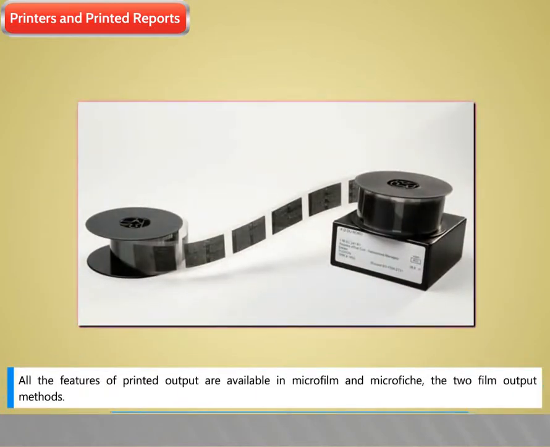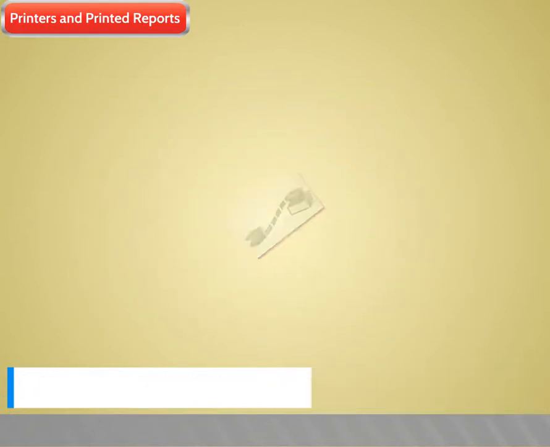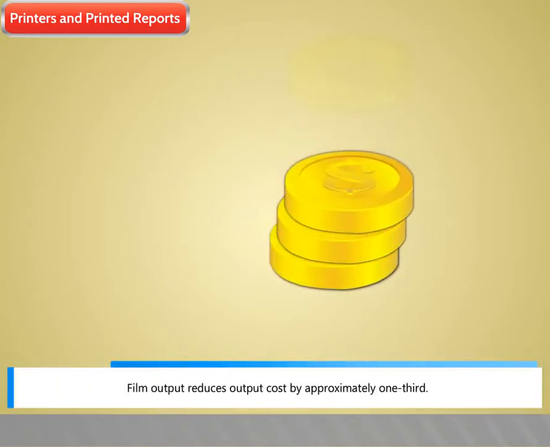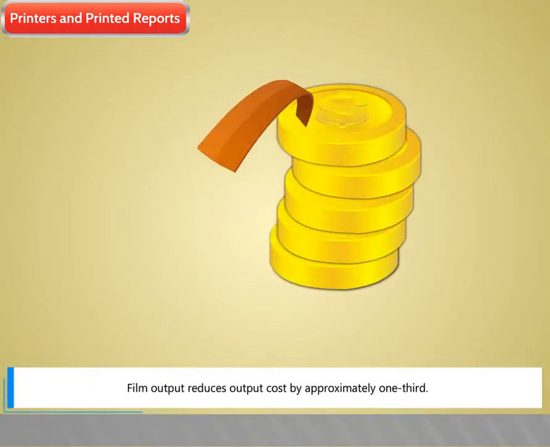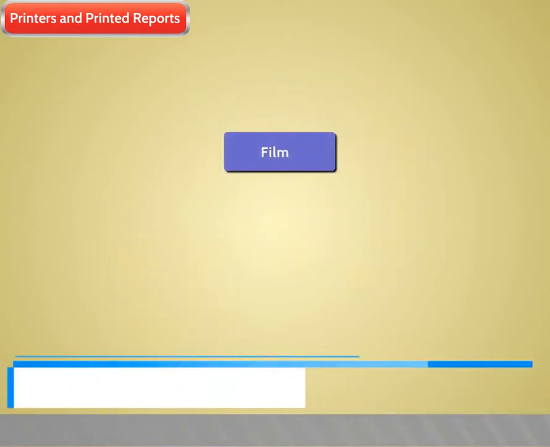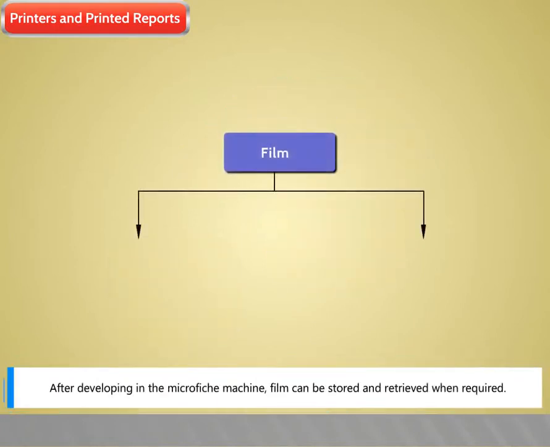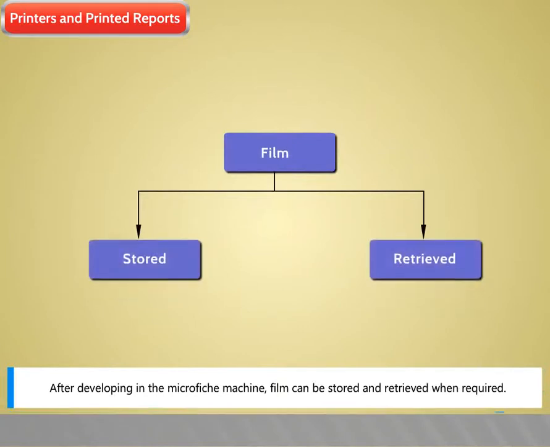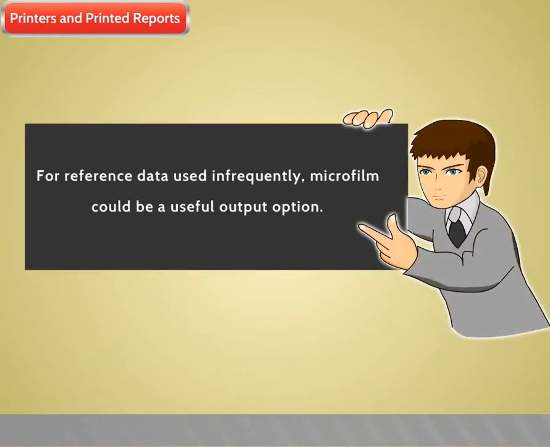All the features of printed output are available in microfilm and microfiche, the two film output methods. Film output reduces output cost by approximately 1/3. After developing in the microfiche machine, film can be stored and retrieved when required. For reference data used infrequently, microfilm could be a useful output option.